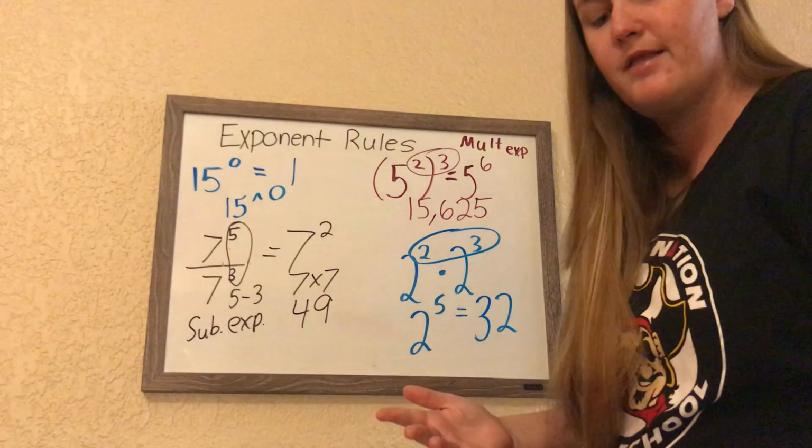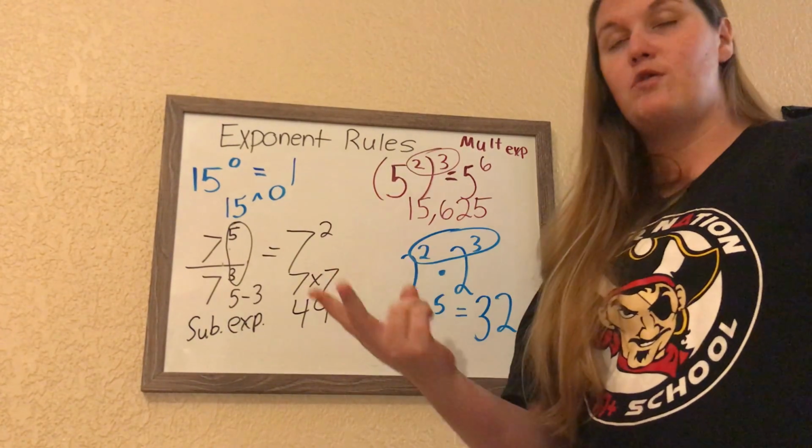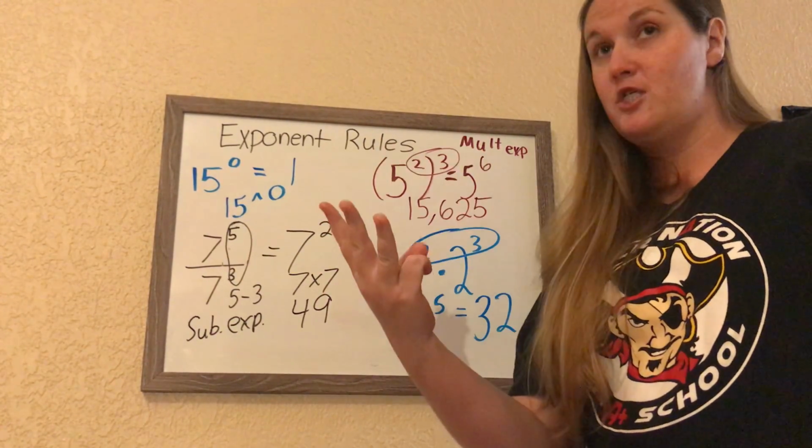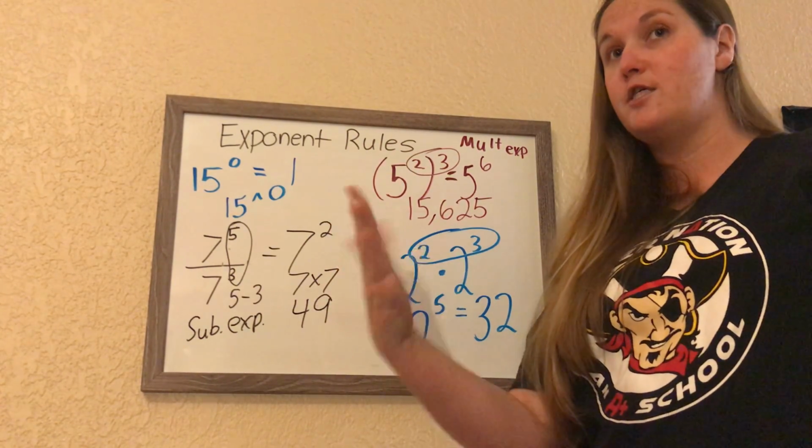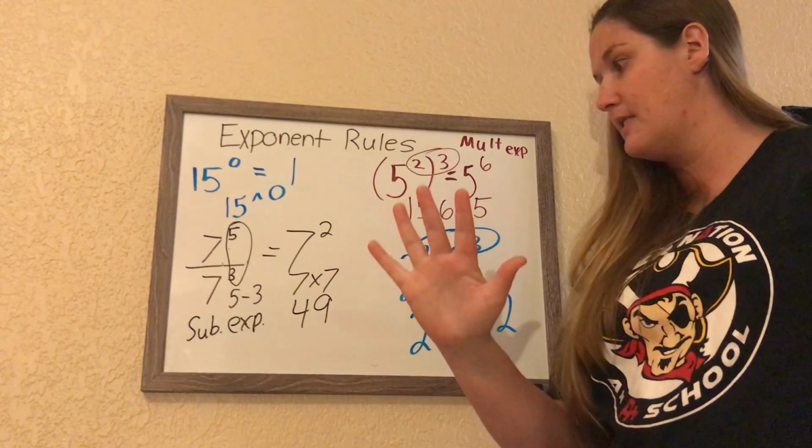And if you think about it, that would be the same as 2 times 2 is 4, times 2 is 8, times 2 is 16, times 2 again is 32, okay? So it still makes sense.